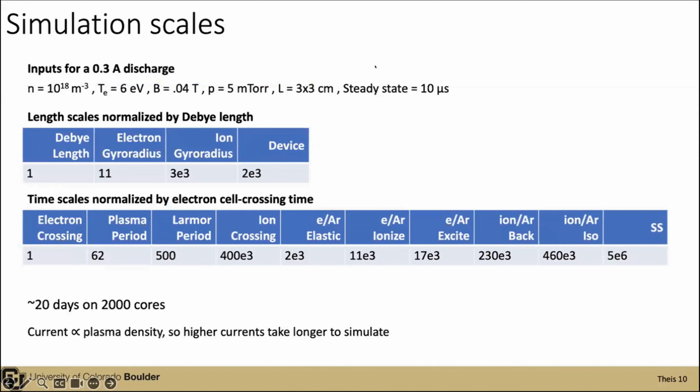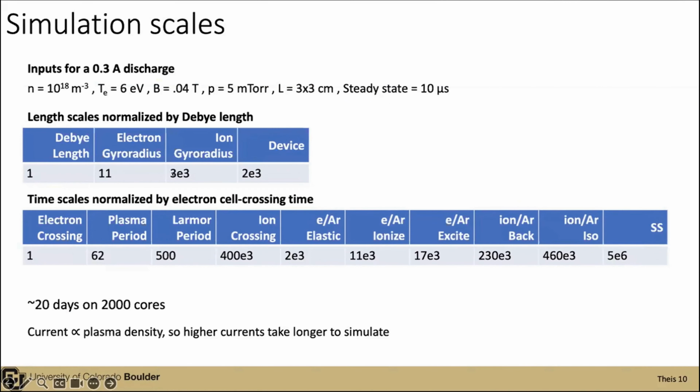So now a bit about the simulation scales. For a 0.3 amp discharge, the plasma density is about 10^18 per meter cubed. Temperature for the electrons is about 6 eV. The magnetic field is 400 Gauss. The background pressure is 5 millitorr. And a typical domain size is 3 by 3 centimeters for this RZ cross section. And we reach steady state in about 10 microseconds.